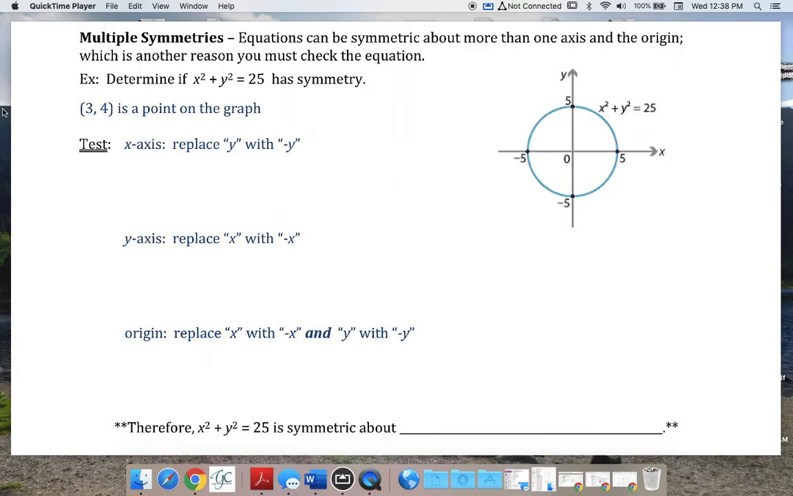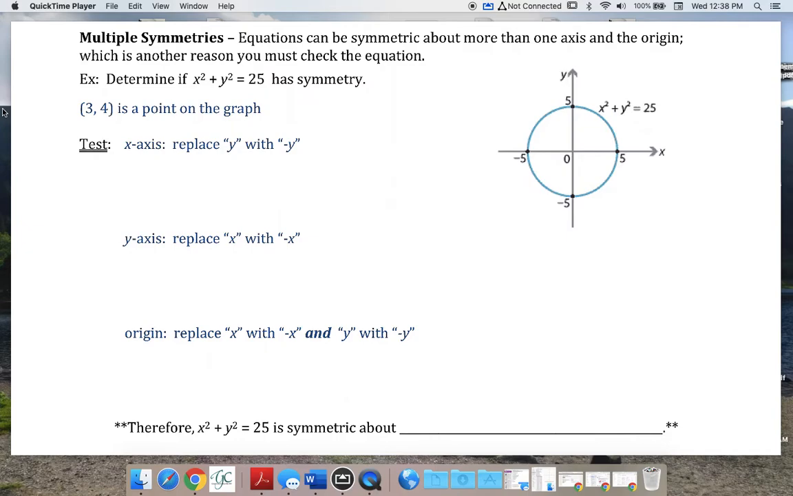For example, we see here a circle that you'll come across a lot, especially in pre-cal, or if you were to go into calculus or some higher level math, you'll come across circles all the time, but they are not functions. So there are equations, there are certain kinds of graphs that do still have symmetry to them, they're just not functions. So we're going to use this equation of a circle, x squared plus y squared equals 25, and we're going to check to see if or what kinds of symmetry this circle has.